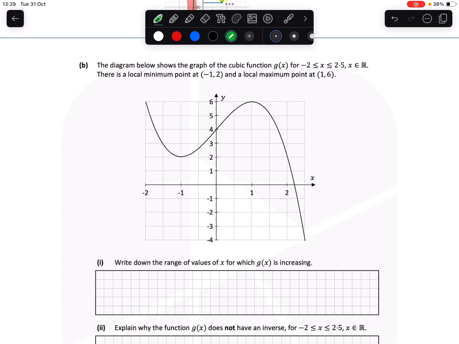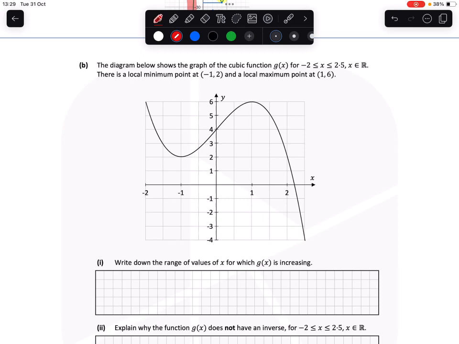The diagram below shows the graph of the cubic function g of x for some value of x between negative 2 and 2.5, where x is a real number. There's a local minimum point at minus 1, 2, and a local maximum point at 1, 6. Write down the range of values of x for which g of x is increasing. If it's increasing, it means it's going upwards when we read it from left to right.